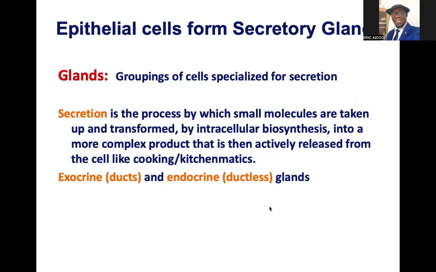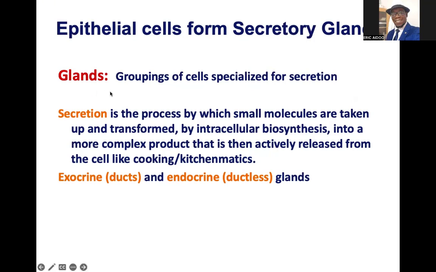All right. So those that pass through a duct are called the exocrine glands, and those that pass through the blood to be released to their target or destination are the endocrine or ductless glands.